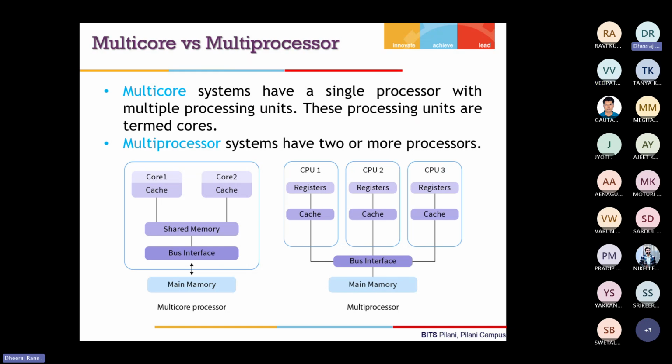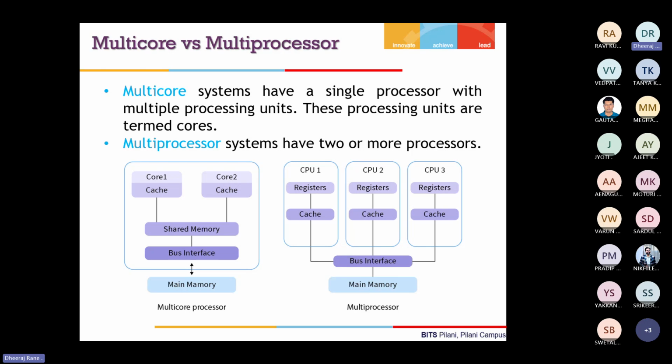Multi-core versus multiprocessor: quite obviously, in multi-core we have a single chip, and within that chip itself all the cores are there, and that's how we term it multi-core. While in multiprocessor, the motherboard has the capability of accommodating multiple chips.